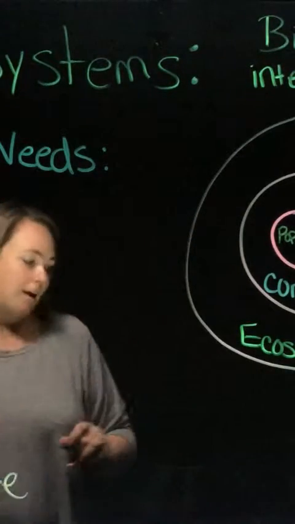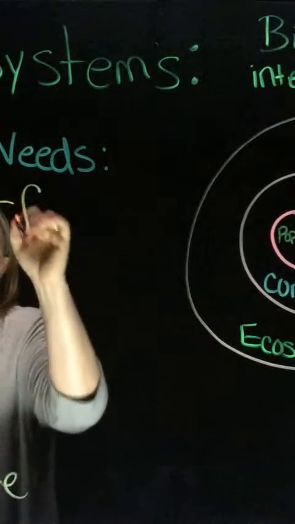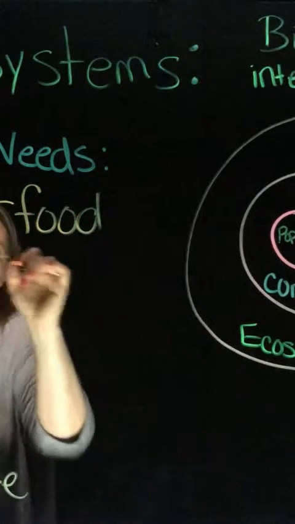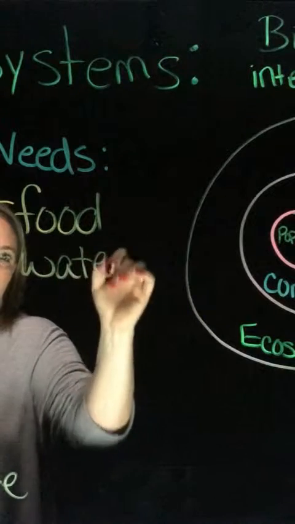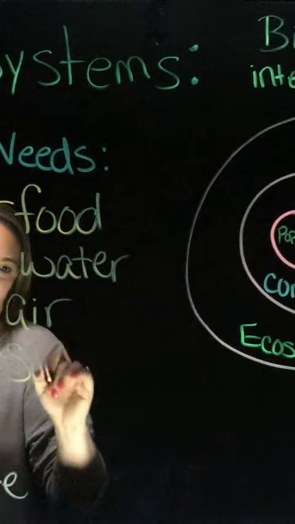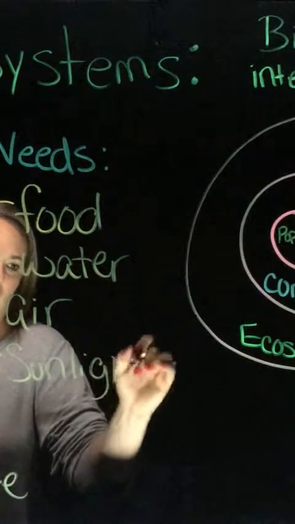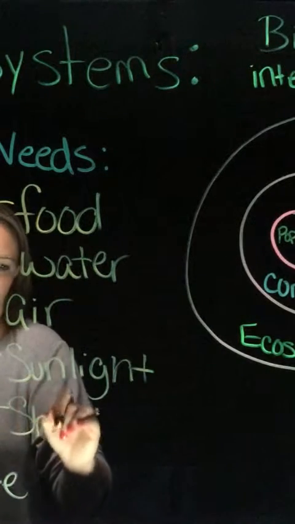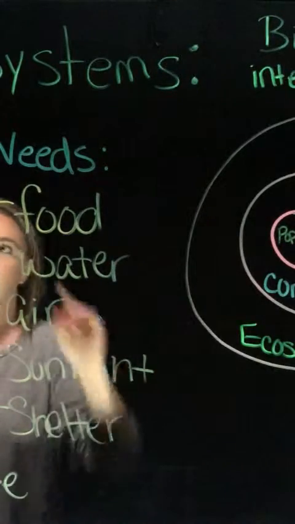Now, needs of biotic, that's where your food comes in. We know living things need food. They need water. They need air, sunlight, and shelter. All of those are factors of biotic.